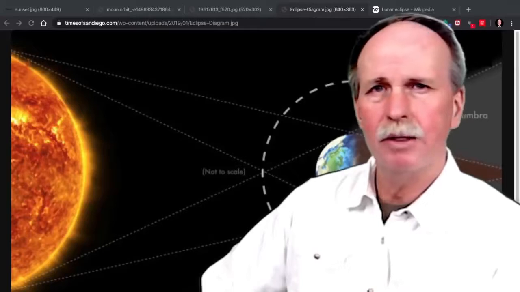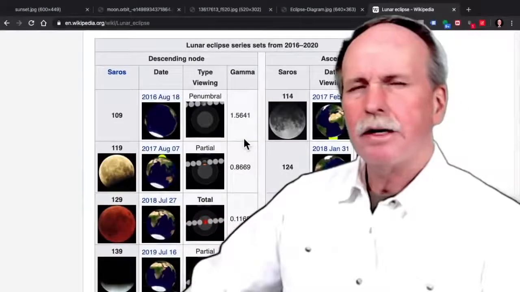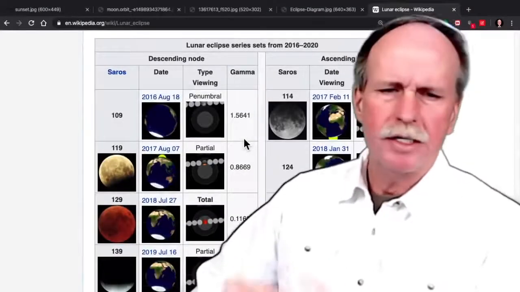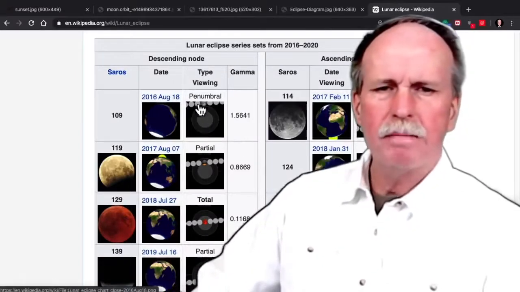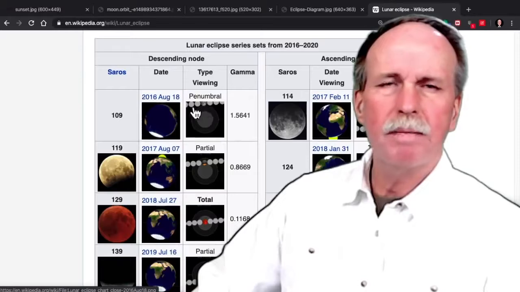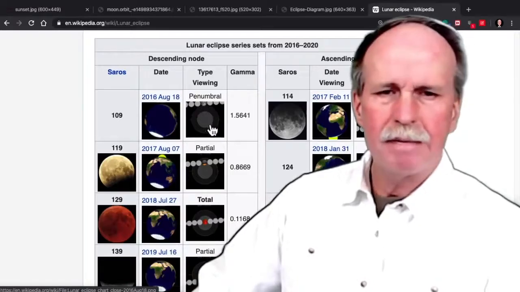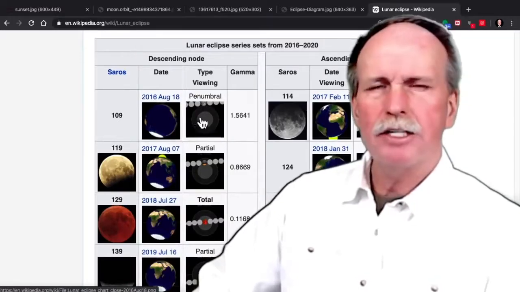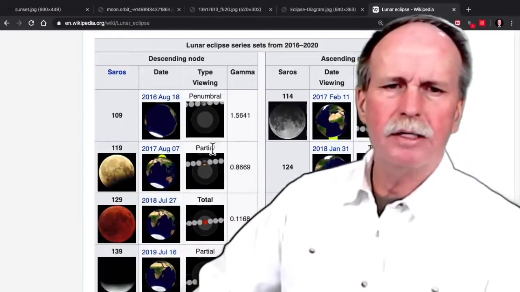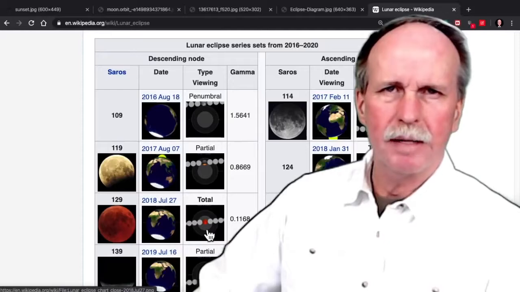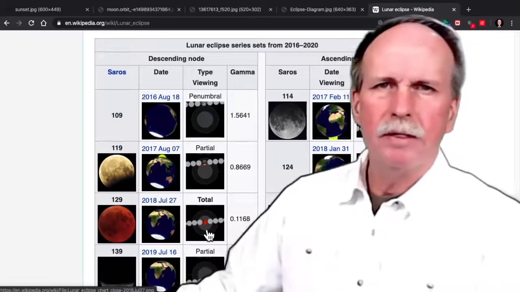That might be a good little bit of math to try and do. Now, there are 4 basic types of eclipses, and they're noted right here. A penumbral eclipse means that the moon passes through the penumbra of the Earth's shadow, but not the umbra. If it touches or goes through the umbra, it's either a partial eclipse or a total eclipse. And there's one more type of eclipse.